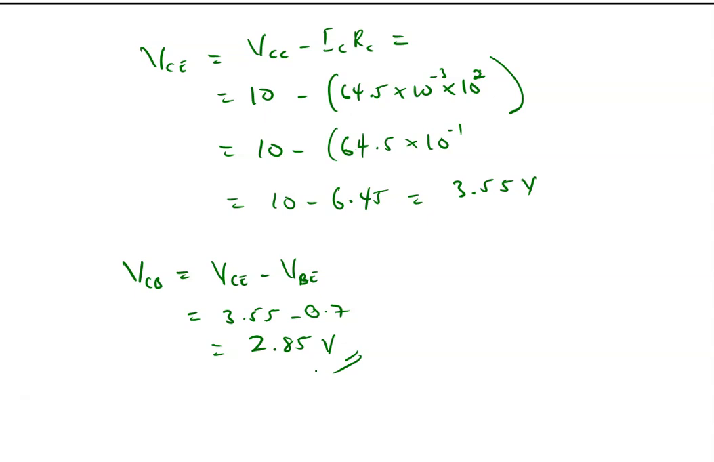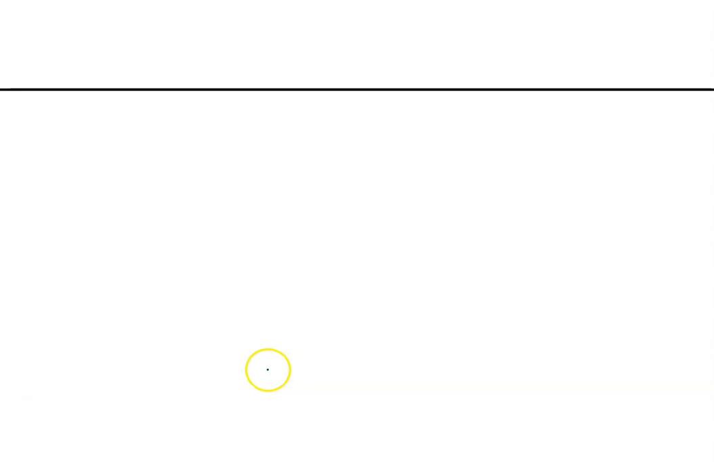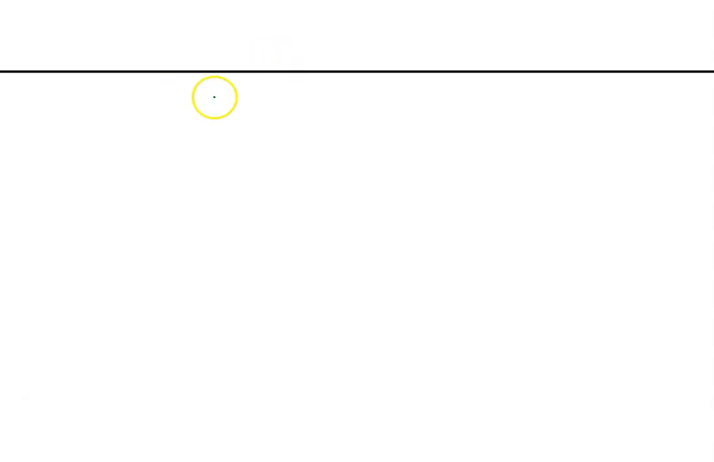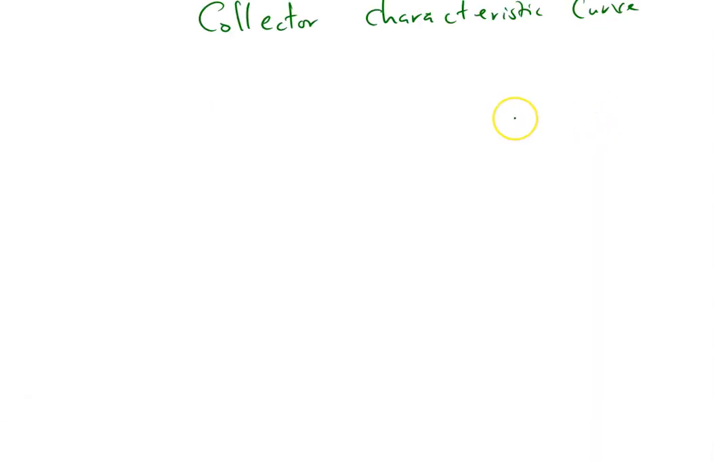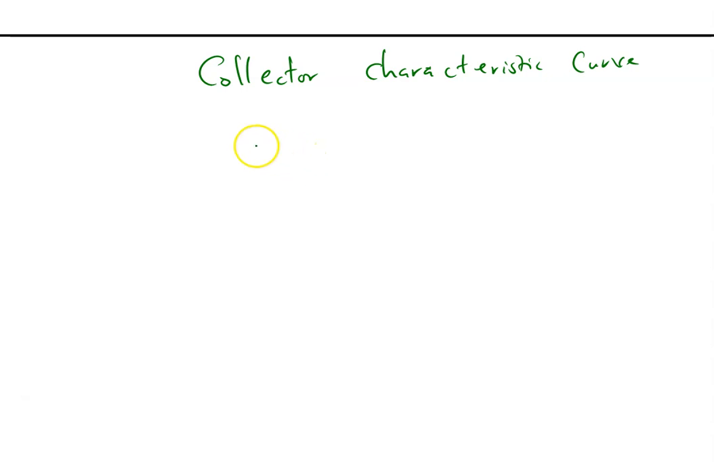So let me give a brief overview of the collector characteristic curve. I think that will be the last thing I'm going to do. The collector characteristic curve. Assuming I have the circuit here, it's always plotting IC against VCE. I have IC here, and I'm plotting it against VCE.